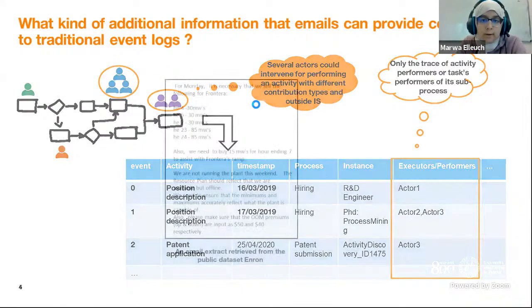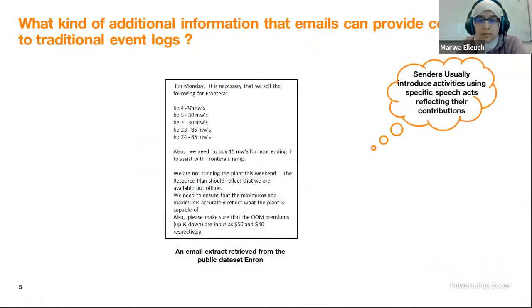On the other side, in the case of emails, senders usually introduce activities using specific speech acts that could reflect their actual contribution in performing the activity. Taking this example of an email retrieved from the public Enron dataset, the sender introduces at least 3 activities. At the level of the first activity, he says, for example, "for mandate, it is necessary that we say the following for Frontera." So here, the sender introduces an activity of setting power with a speech act of intention, which could reflect his contribution of planning the execution of this activity.